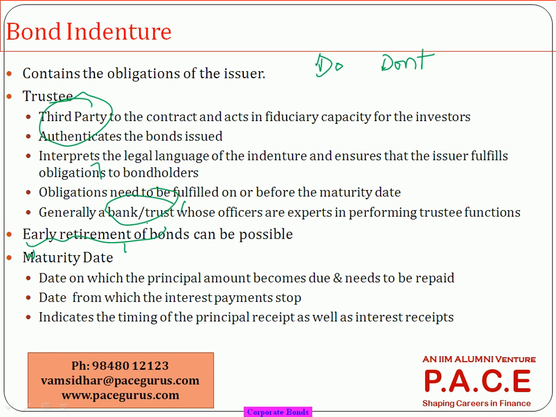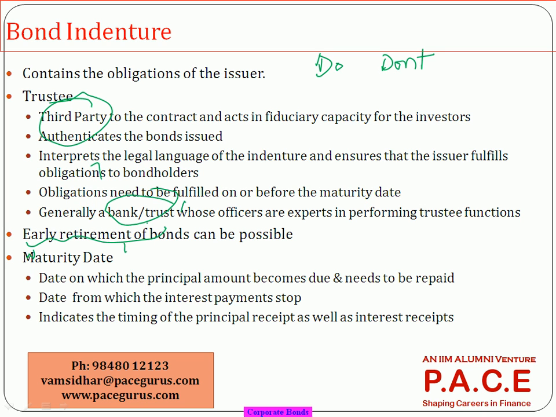So whether there is an early retirement provision available, something like callability, and we'll also talk about a few more early retirement options. If these kinds of options are available, they have to be mentioned in the indenture itself. And even the maturity date, which is the date until which the interest will continue.